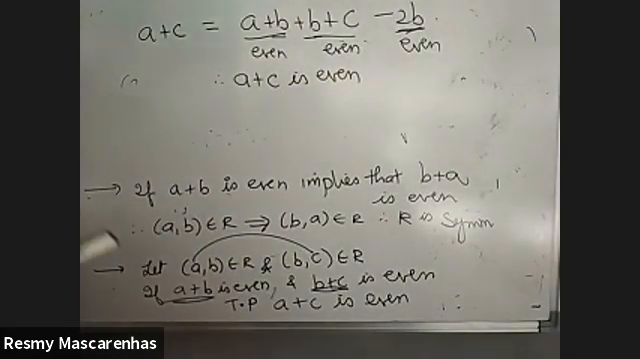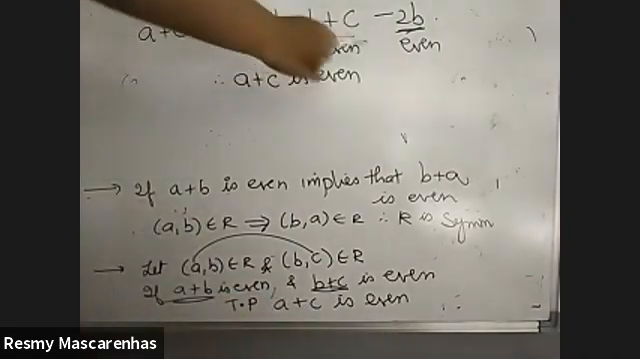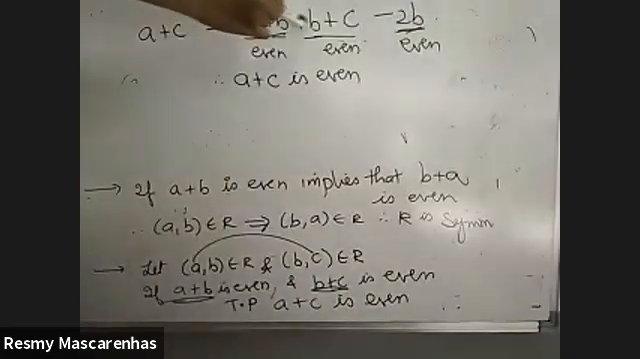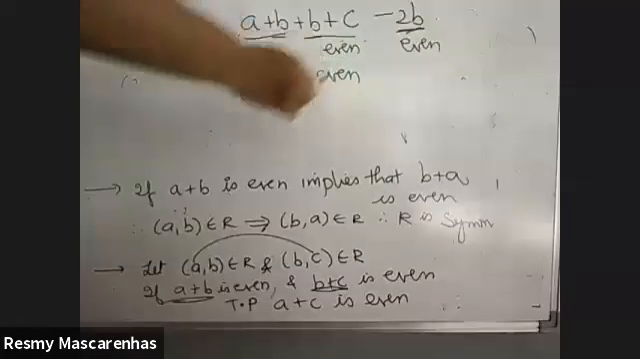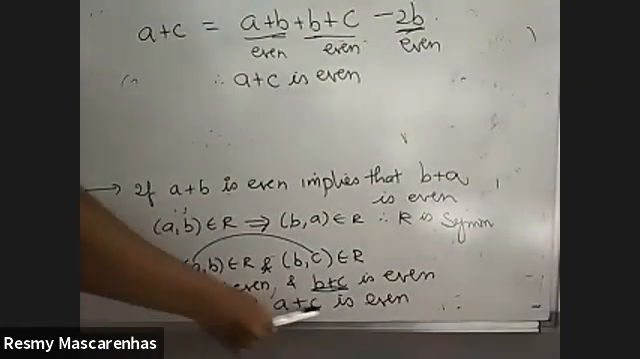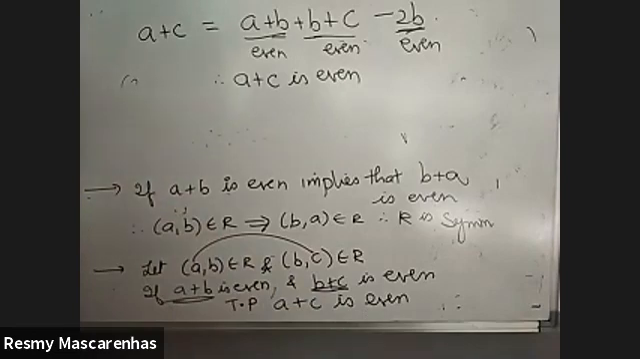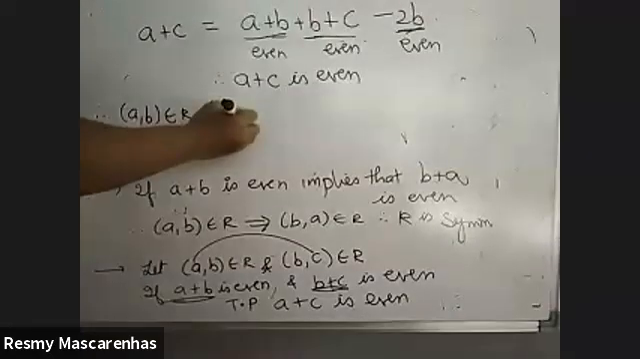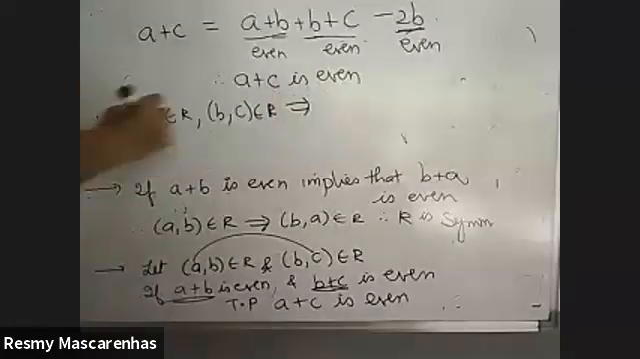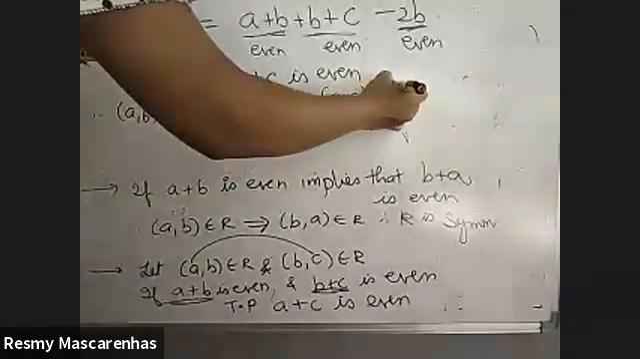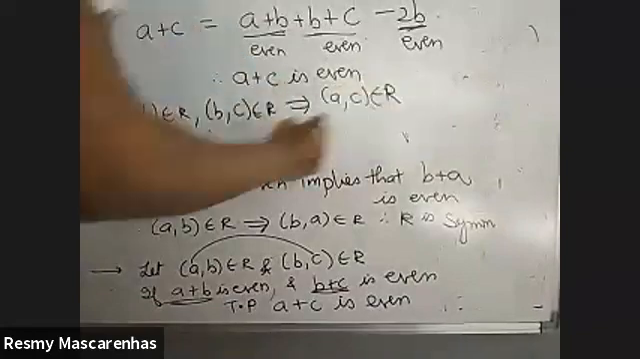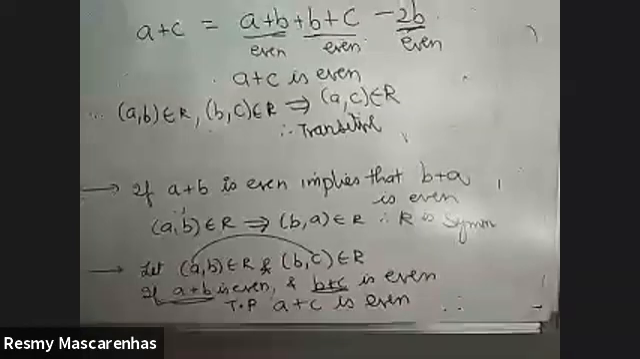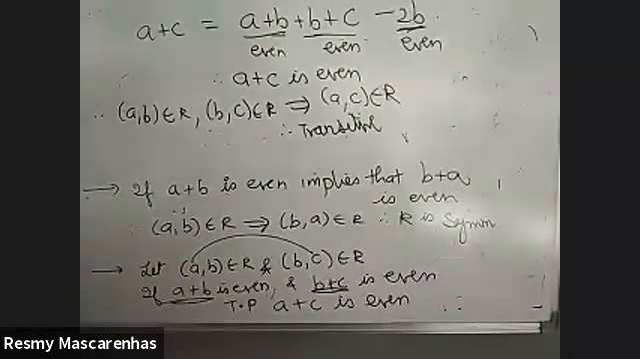So in short, you have to remember that for a plus c, you have to balance in such a way that whatever you had introduced is balanced, and all the other numbers will be even. That's why a plus c is even. So you have proved that a plus c is even. Therefore, if (a, b) belongs to R and (b, c) belongs to R, it implies that it holds true for (a, c) also. Therefore, transitive. Therefore, it is an equivalence relation.